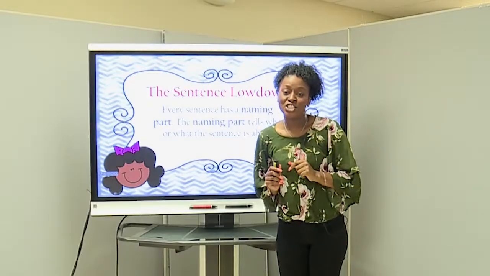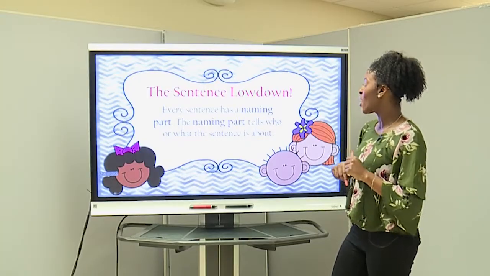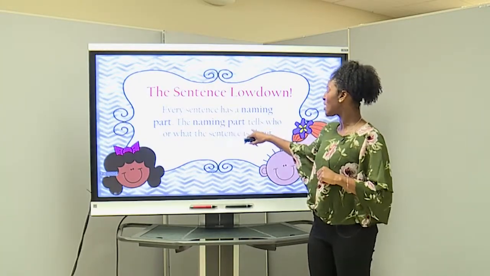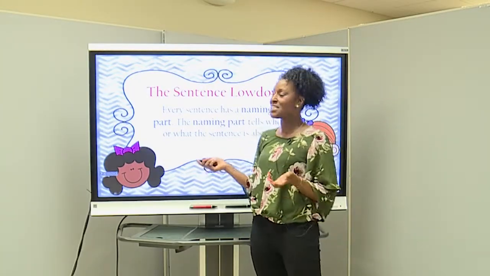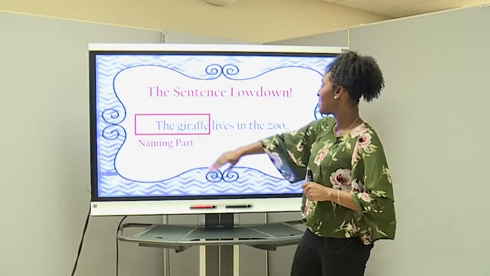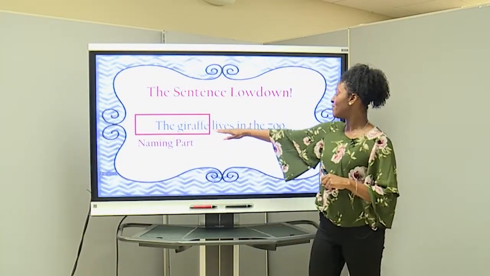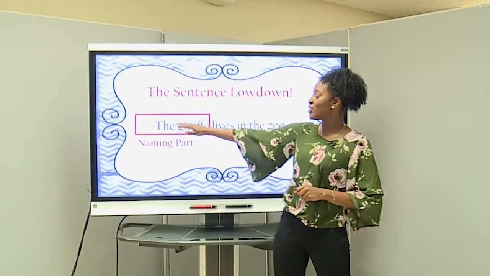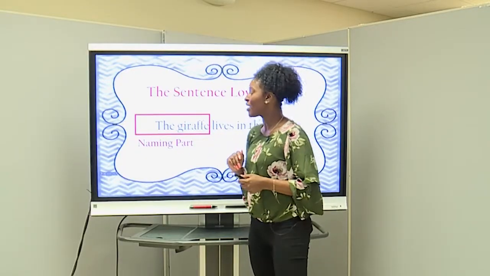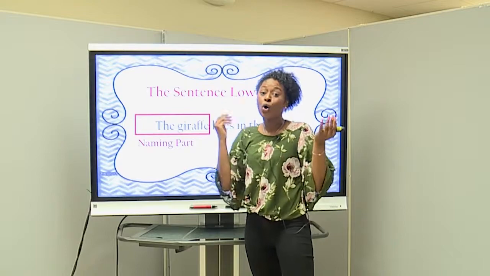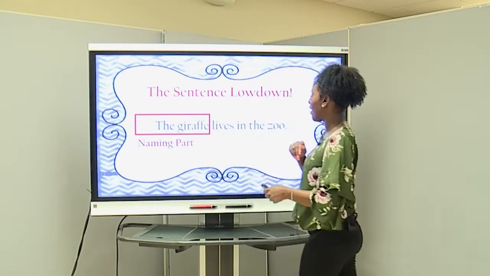So as I have mentioned, every sentence has a naming part and a telling part. The naming part tells who or what the sentence is about. For instance, going back to the sentence, the giraffe lives in the zoo. The giraffe is our naming part. It names what we are talking about.